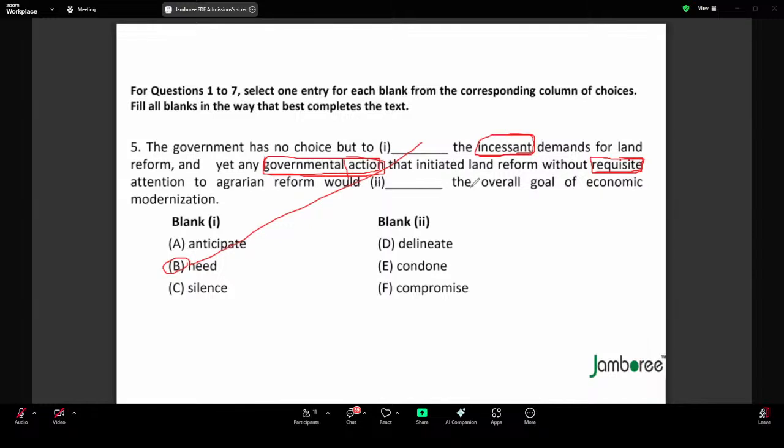Agrarian reform would be something, because it says yet, that means it can't be good for them, it has to be bad for them. Second one will be negative. Delineate cannot be negative. Delineate is just a very basic word, means describe.